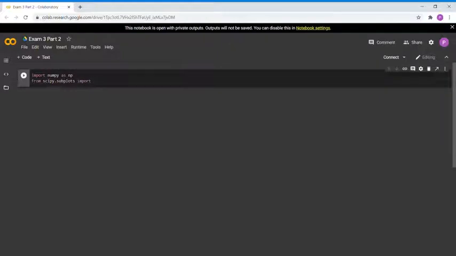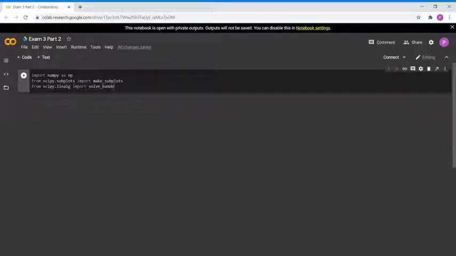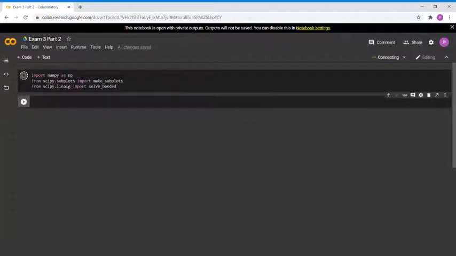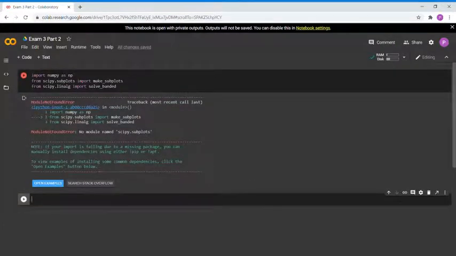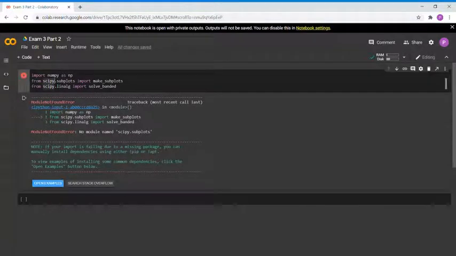So I just import the subplot, and then import the linear algebra package, solve_banded. This is plot delete.